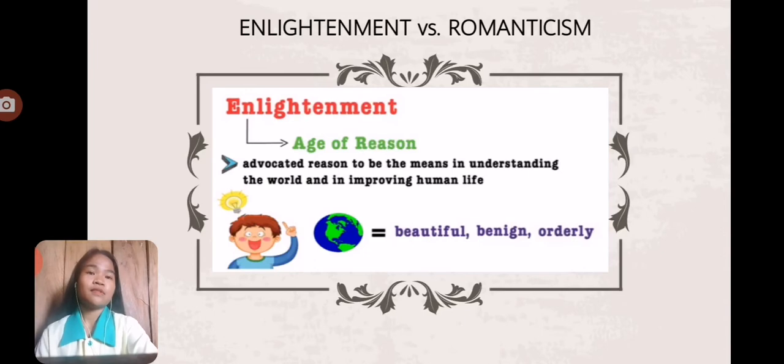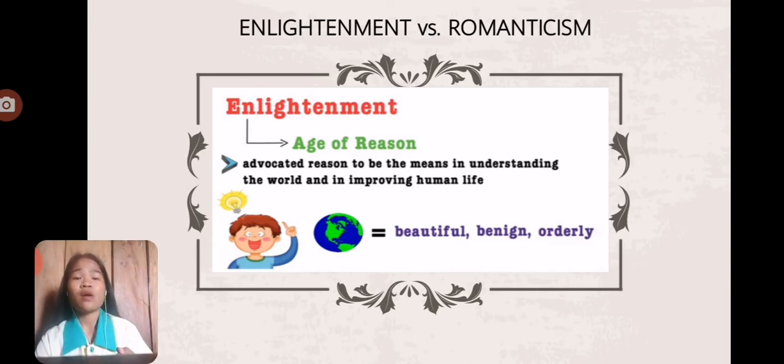Okay. So we're going to move on to comparing the Enlightenment and Romanticism. We have here Enlightenment versus Romanticism. The Enlightenment, also known as the Age of Reason, advocated reason as the means of understanding the world and improving human life. So they believe that reason is a way of improving human life. They are materialistic, like they believe that progress comes from technological advancement, right?